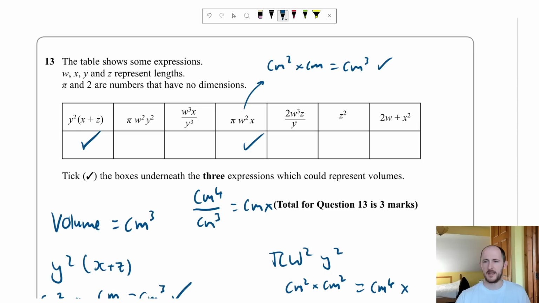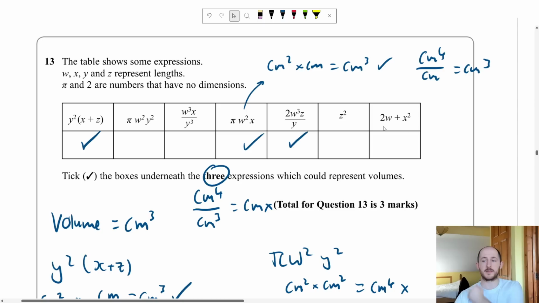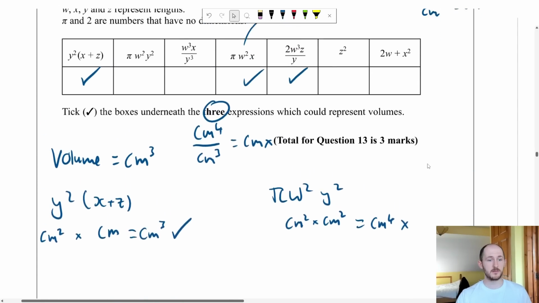But anyways, w cubed, so centimeters cubed times centimeters is centimeters to the 4, divided by centimeters would give me centimeters cubed again. And because we know that there's only 3, I don't even need to worry about the others. And that's 3 marks. Pretty good.